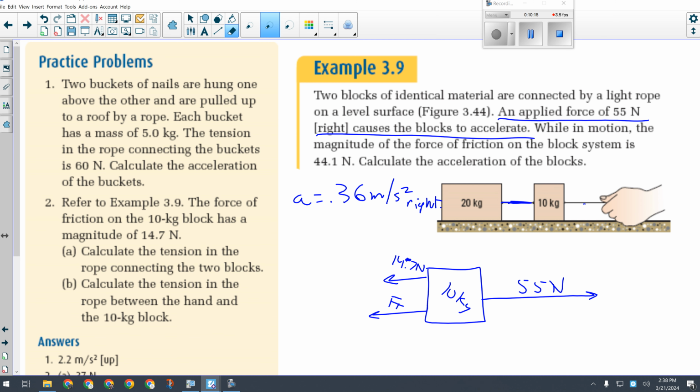So the third force acting on the 10 kilogram block is the tension from the other block, the tension in the rope. So I've got 2 out of the 3 forces acting on the 10 kilogram block. I also know the acceleration of that block. Right now, can I find the net force on the first block? I can, because I can go mass times acceleration. I've got those 2 numbers, so I can do that.